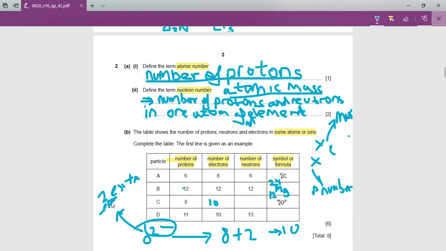It's a horrible way of writing e minus. Just write it here again. That's bad writing, I realize that. Sorry. So this part's done. The neutrons is just 16 minus 8. It's your top value minus the bottom value, so that should be 8.